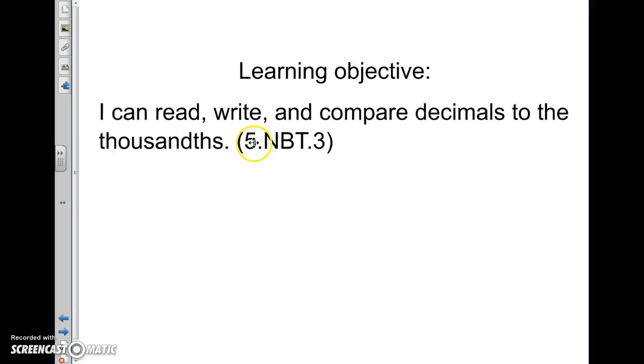Our learning objective today: I can read, write, and compare decimals to the thousandths. 5th grade standard NBT.3.